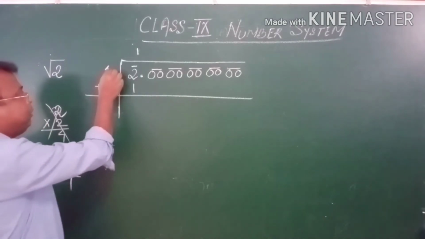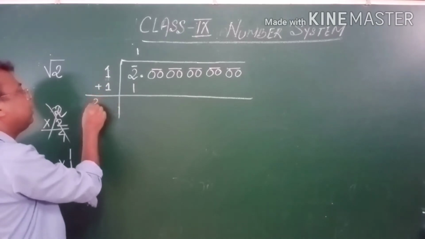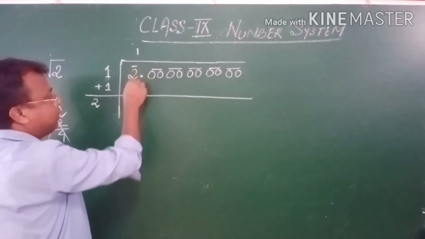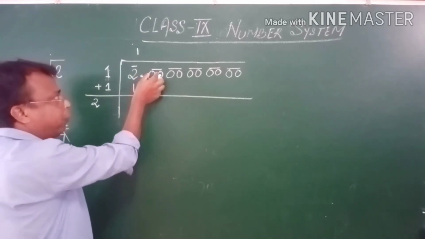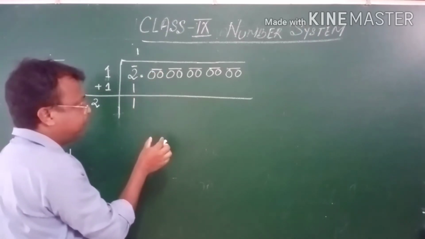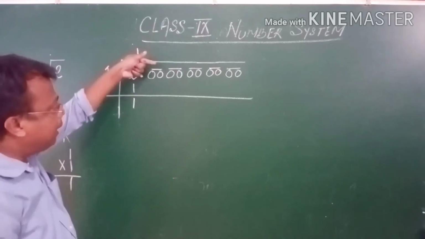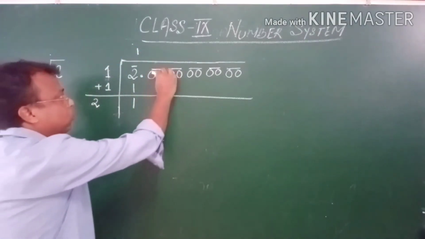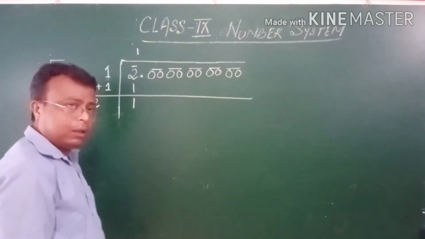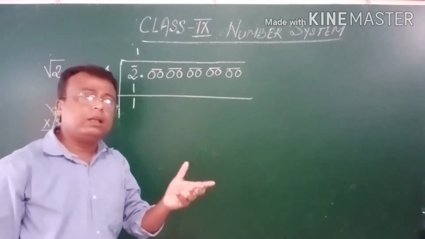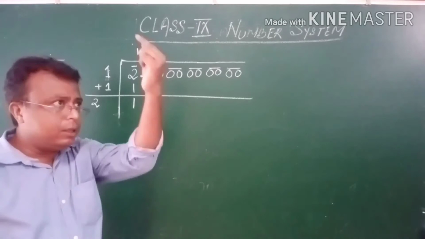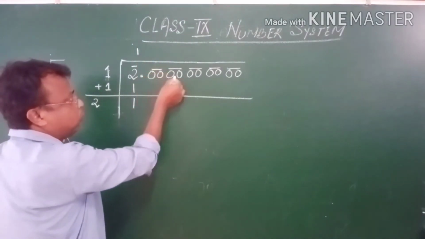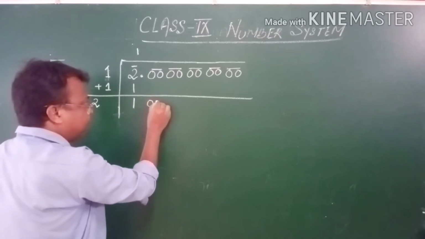Now 1 plus 1 is 2. Correct. Now subtract this one. 2 minus 1 is 1. And from here, how many zeros will come down? You see that the bar is upon 2 zeros. That's why those 2 zeros will come down together. In division, you know only 1 digit comes down at a time, but in this process, this bar is upon 2 zeros, so those 2 zeros will come together.